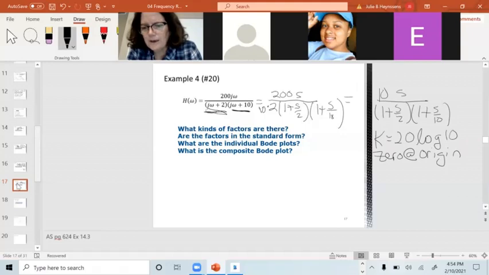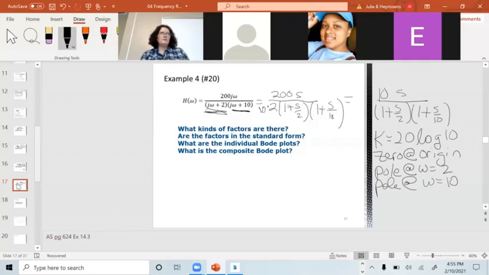I've got a simple pole at omega equals 2. And there's no way I could draw this on the screen with non-10 multiples on here. I've got a pole at omega equals 10. I find the Bode plots of each of the 4 factors and I add them together at each frequency and I'm done. But you've got to put it in standard form before you do that.